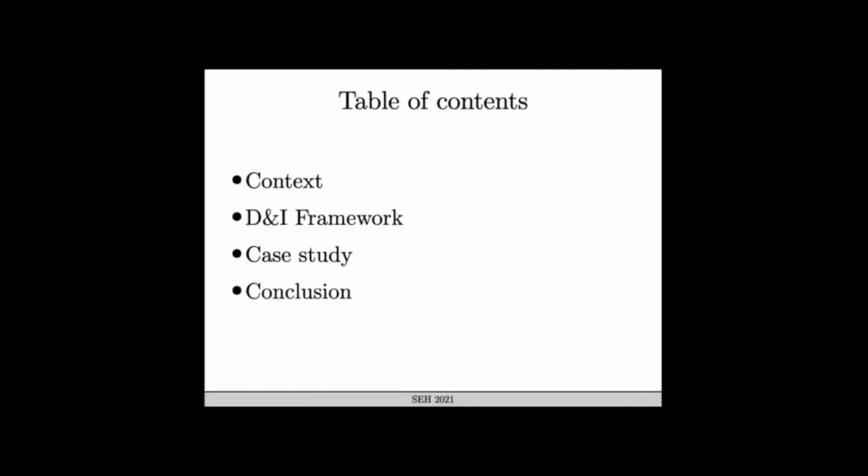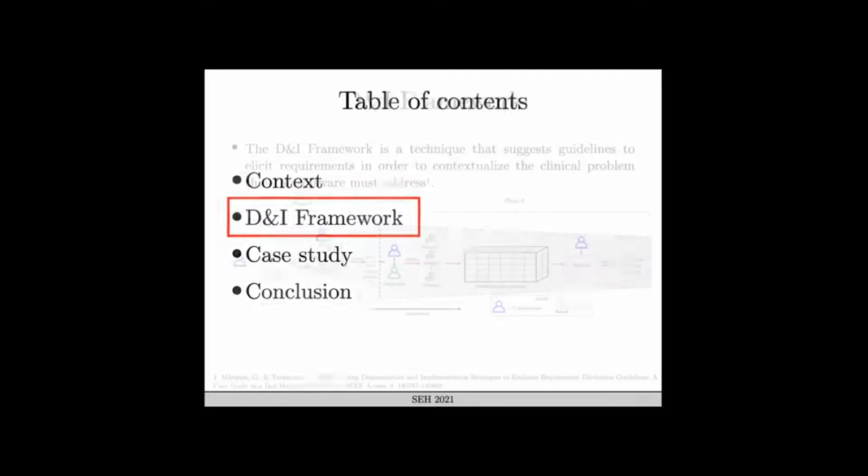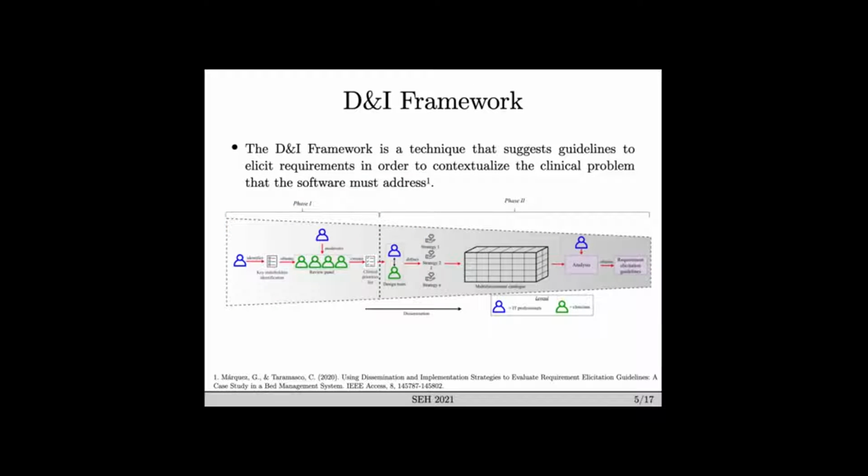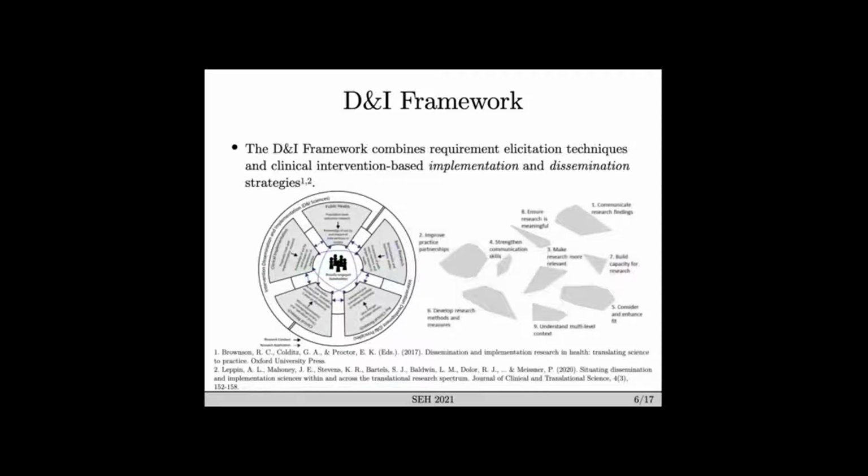Now I will describe the DI framework. The DI framework uses implementation and dissemination strategies to recommend requirement elicitation guidelines that support clinical software developers in the identification of requirements in the health system. The novelty of this framework is related to the use of dissemination and implementation strategies that define methods that translate clinical research into practice. The conceptual idea of the DI framework is based on implementation and dissemination science.